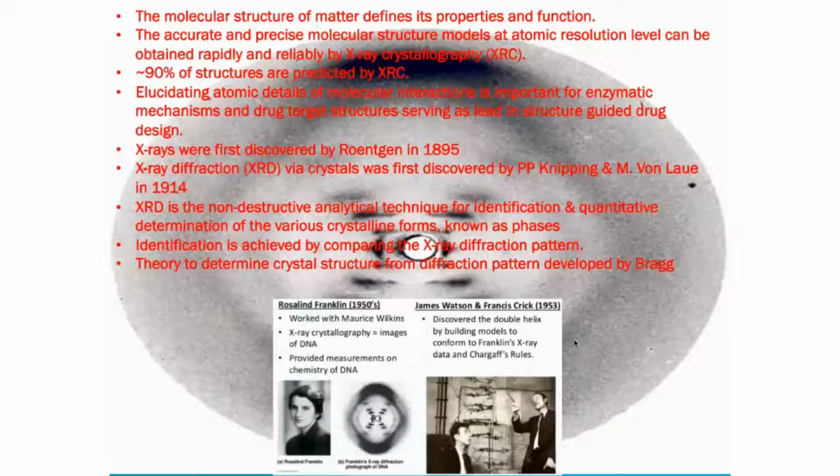Now, the theory to determine crystal structures from the diffraction pattern was developed by Bragg, and we know about Bragg's equation as well. The figure over here shows the lady of DNA, Rosalind Franklin. In the 1950s, it was because of her work that the DNA structure was first solved by Watson and Crick in 1953. Rosalind Franklin worked with Maurice Wilkins, and she provided the measurements on the chemistry of DNA. The most famous diffraction pattern was given by her. This work was utilized, and the structure for DNA was solved by Watson and Crick, and for that, they were awarded the Nobel Prize.